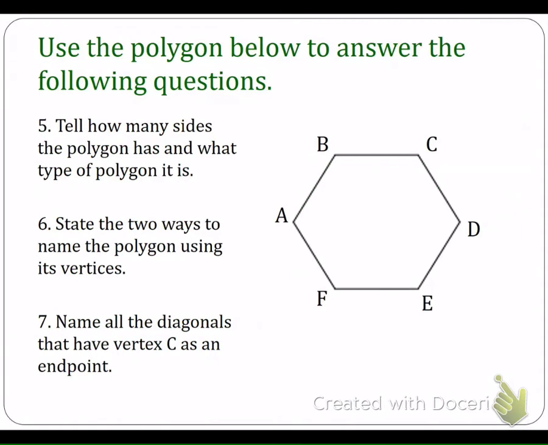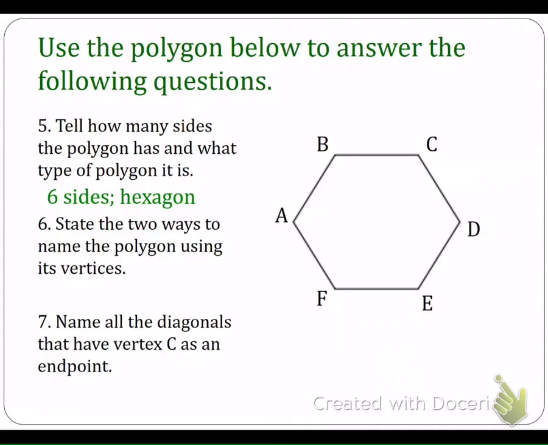So number 5 says, tell how many sides a polygon has and what type of polygon it is. So just count them. It has 6 sides. We call that a hexagon. Number 6: State the 2 ways to name the polygon using its vertices.